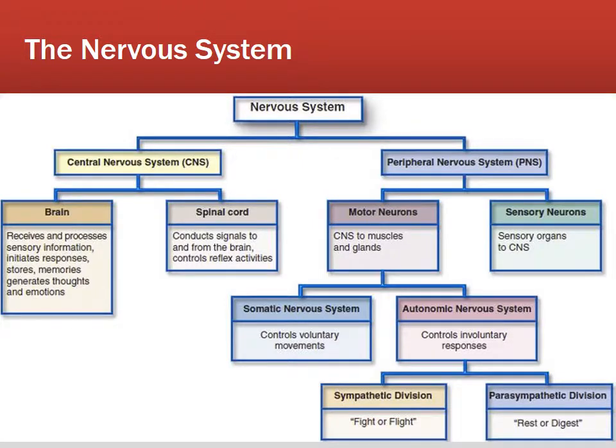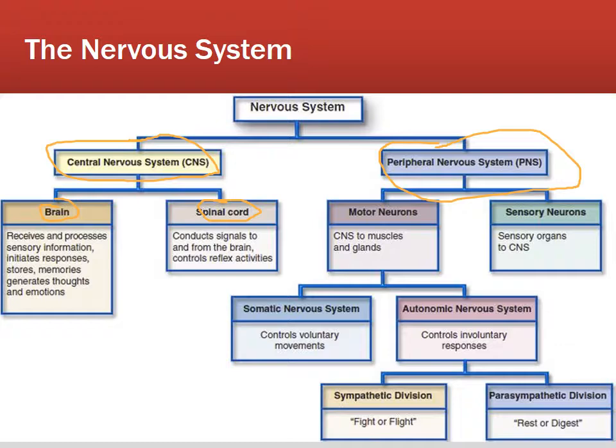So this is just a broad overview of everything we're going to look at within the nervous system. So over here we have our central nervous system and our peripheral nervous system, the two we just talked about. And our central nervous system has to do with the brain and our spinal cord. Okay, so the brain is what receives and processes sensory information. It initiates responses, it stores memories, and generates thoughts and emotions. So just generally, that's what the brain takes care of.